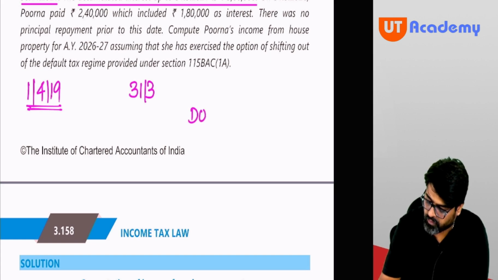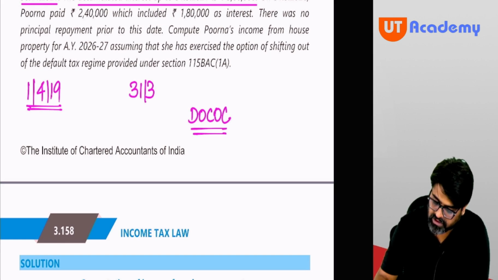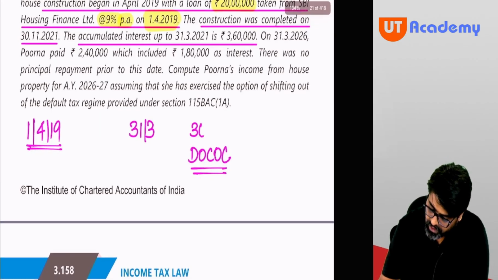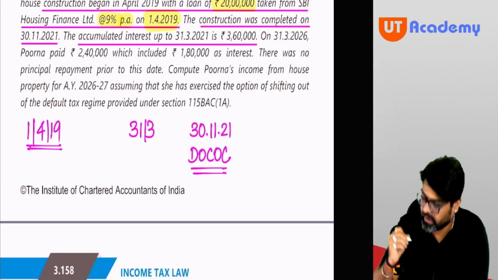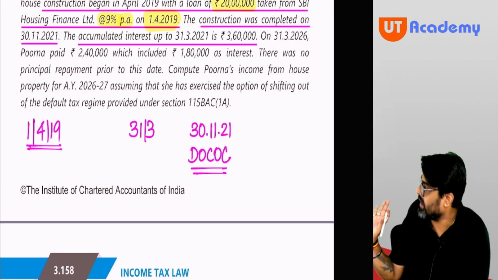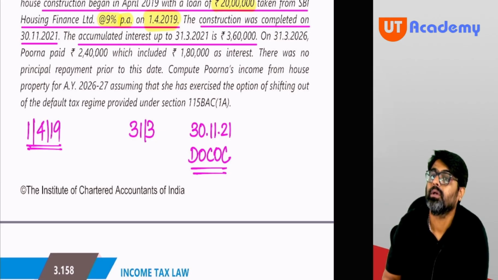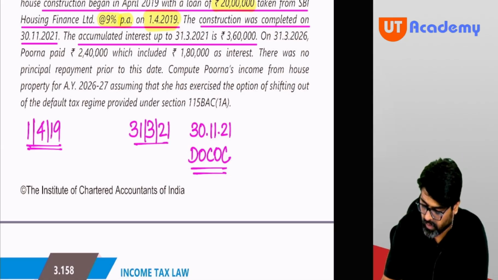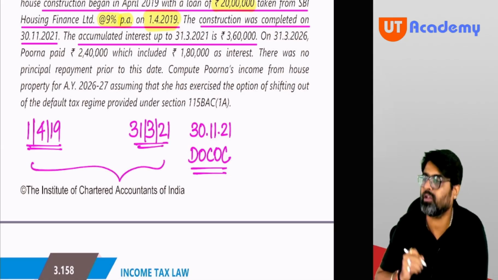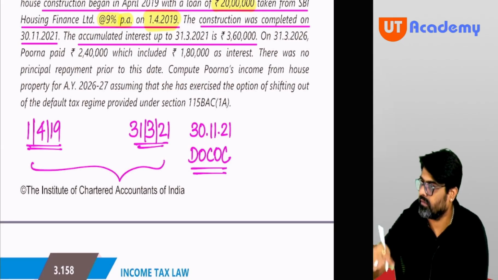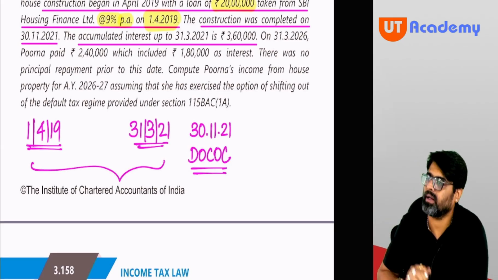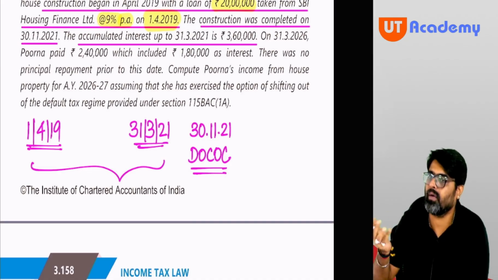So what was the date of completion of construction? DOCOC. What was the date of completion of construction? 30th November 2021. Yes or no? So 31st March immediately prior to this will be 31st March 2021. So whatever interest accumulated for this period, they have calculated and given it to you. How much is that interest? And how would they have calculated it?